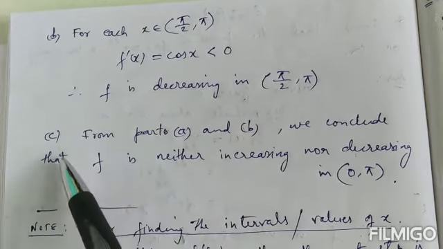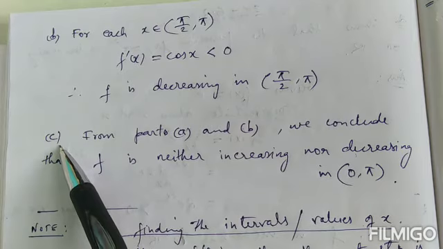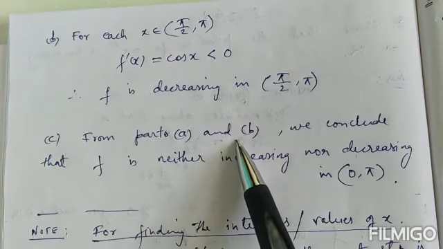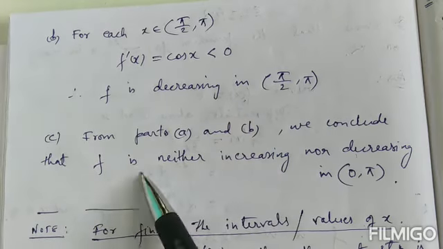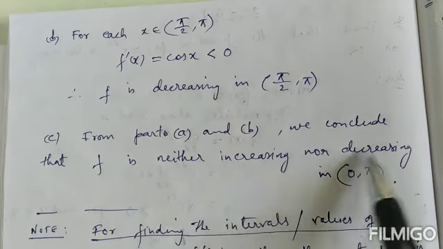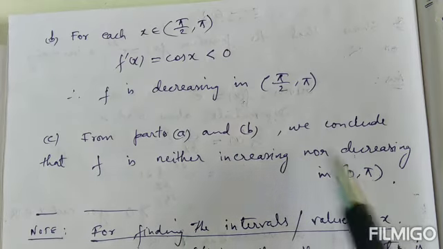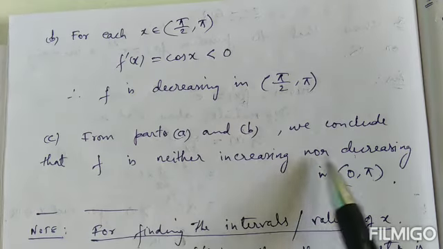And then for number C, I will just say from parts A and B, we conclude that f is neither increasing nor decreasing in 0 to pi. That means in the whole interval, it is neither increasing nor decreasing.